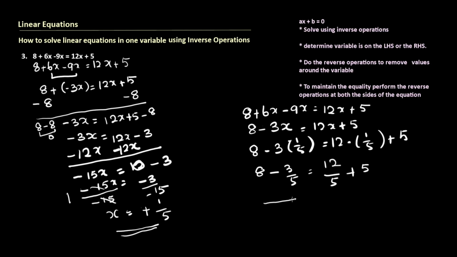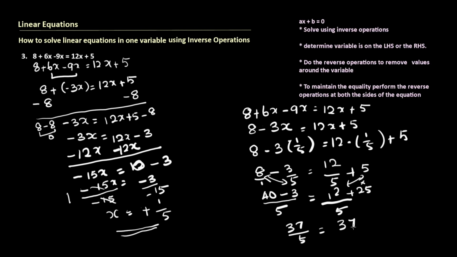On the left hand side, let's take the least common denominator, which is 5, and this becomes 8 times 5 is 40, 40 minus 3, equal to, here also the least common denominator is 5. So 12, then 5 times 5 becomes 25, plus 25. 40 minus 3 is 37 by 5, equal to 12 plus 25, which is 37 by 5, which is true. That means our solution x equal to 1 by 5 is right.